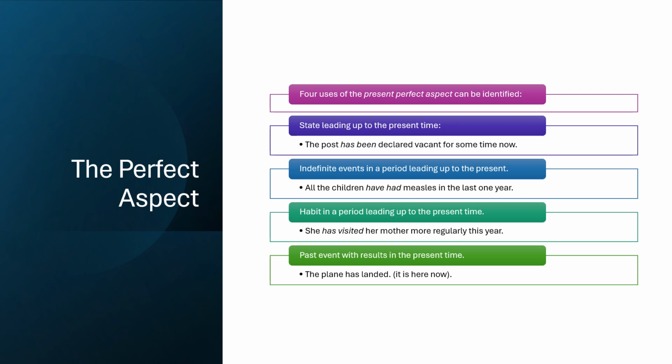Now, she has visited her mother more regularly this year. So she probably was not visible before, but now she's in that process, and progressively she has continued to do that. Then let's look at the next one. Past event with result in the present time. So the plane has landed. The plane was in motion before, it was in the process before, but now finally it has landed. So it is here now, even though it was in the process before.